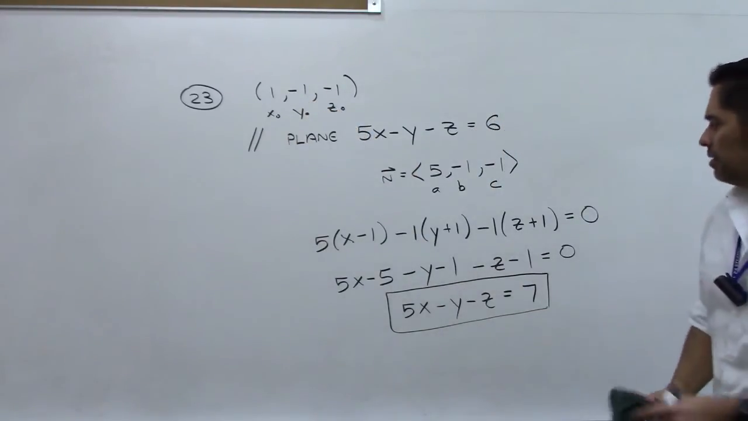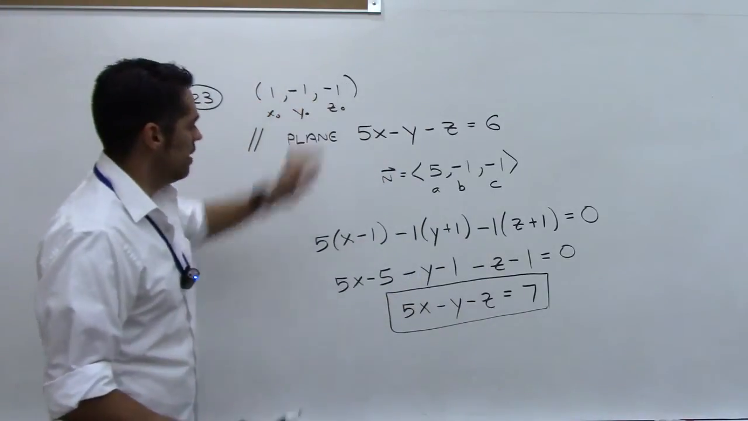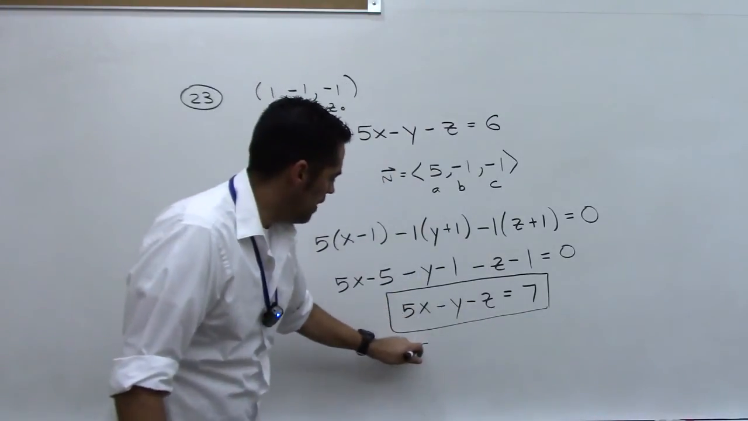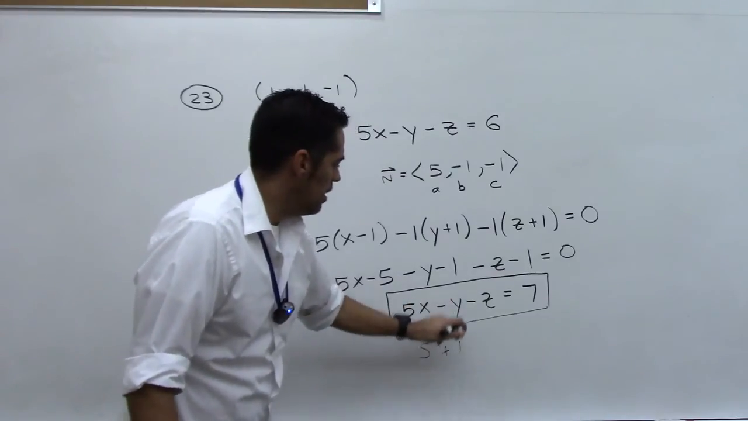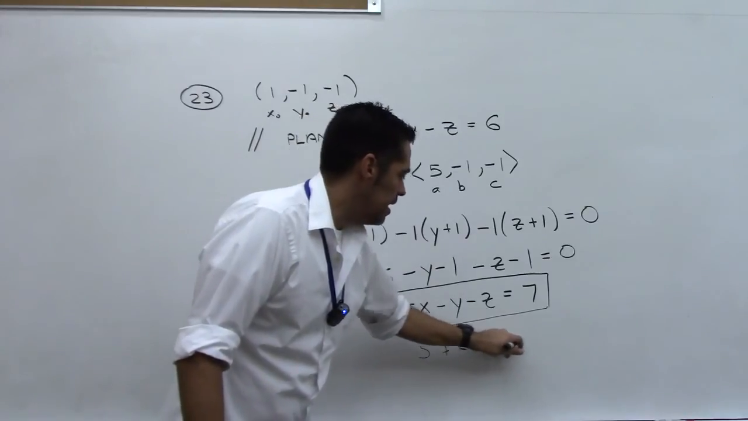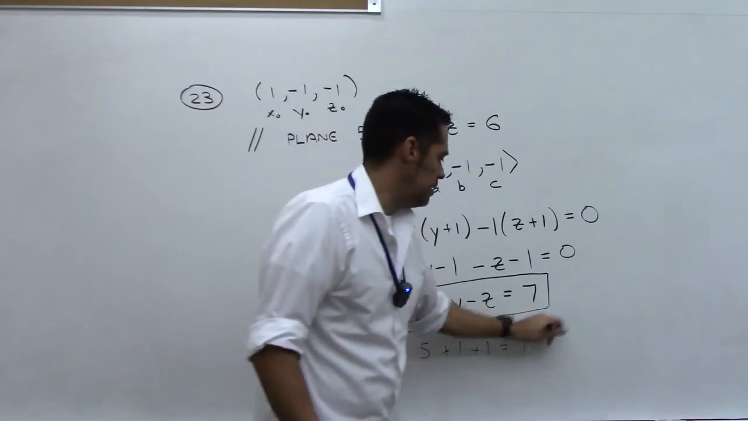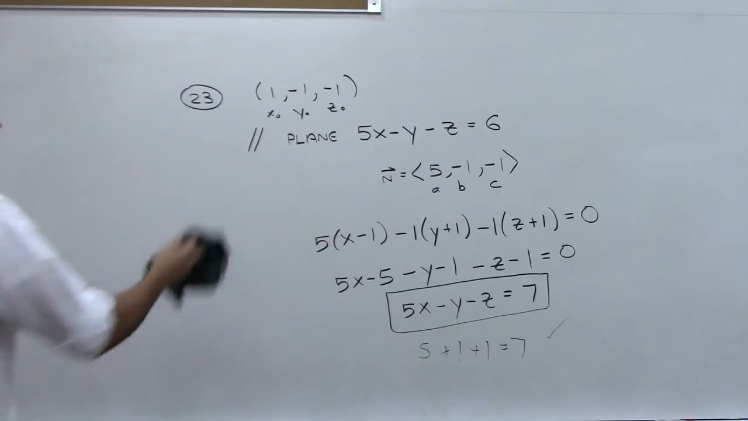So should we check it? Let's just check. Does this point live on that plane? Let's just plug in 1, -1, -1. So what happens if we plug in 1 here? We get 5, -1 into this, negative is plus 1, and if we plug in -1 in there, we get plus 1 again. And is that 7? Well, 5 plus 2 is 7. That's checked. So yeah, that point lives on that plane. Cool.